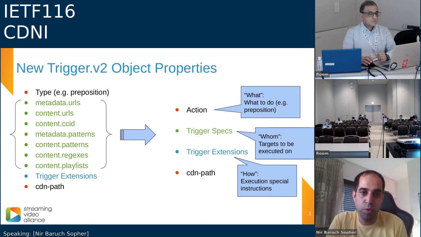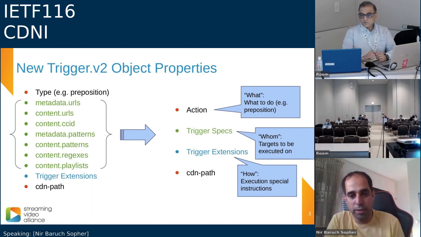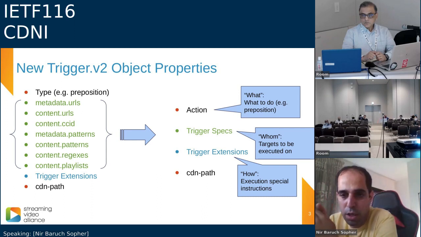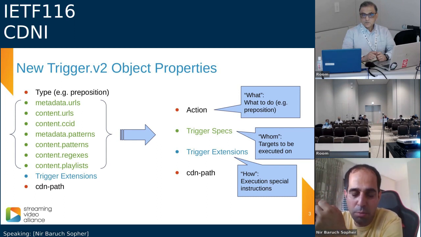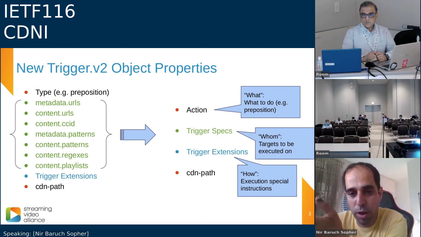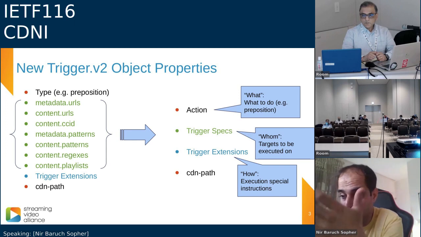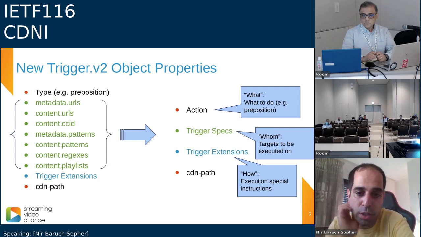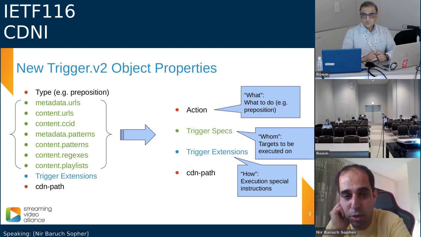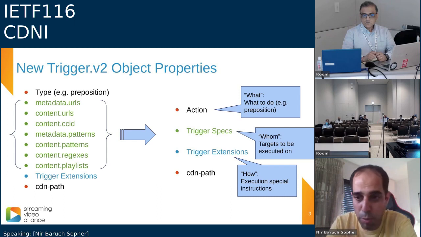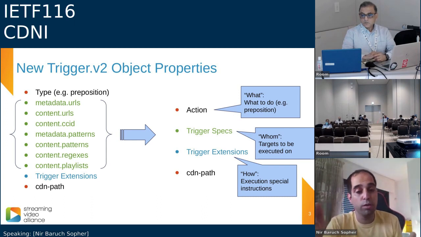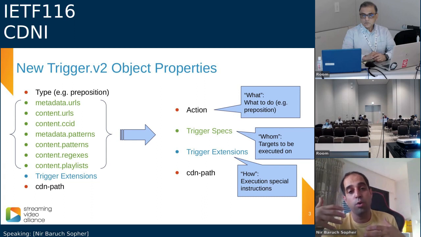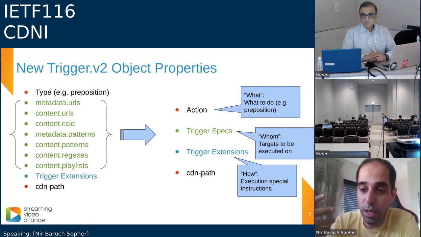We did three main changes here on the right side with the trigger v2 object. First of all, we changed the type to action. It's just a name change, but we think it's a more proper naming for the field that says what the triggers actually do. And the more substantial change is adding the trigger specs list. So instead of having a list of properties that is not flexible, we have a list of generic objects with the trigger spec that's saying what are the targets that the trigger should run on.